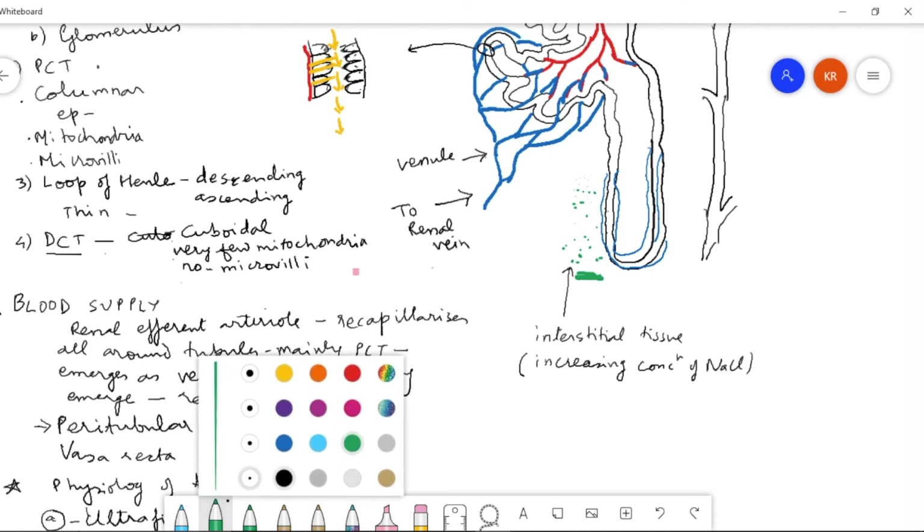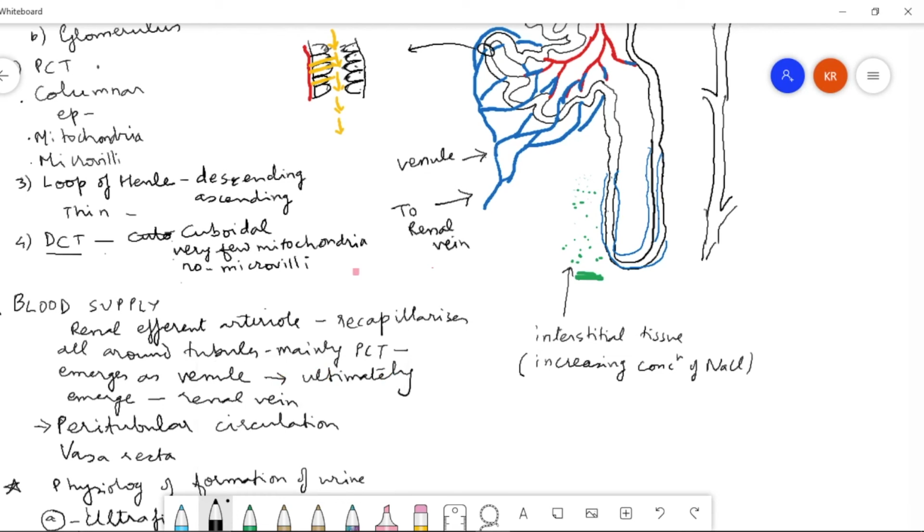So what happens as the result of that? For that we have to think a little bit about what we mean by osmosis. As the filtrate is coming down, because there is a difference in the concentration of NaCl outside, the water from here will emerge out. Why? Because we just said that the descending limb is not going to allow NaCl to move in and out. It is only going to allow water. Because the concentration of NaCl is more outside, water comes out. A simple principle of osmosis.